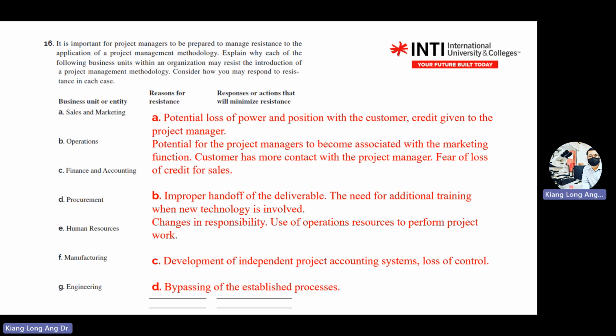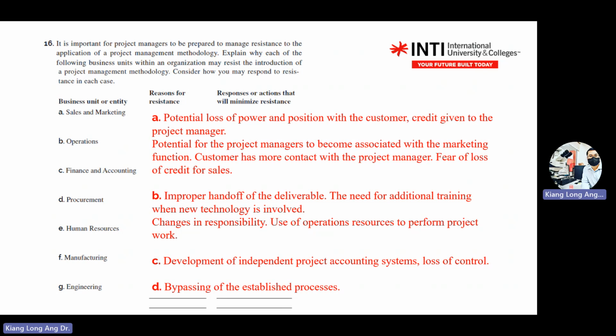So, okay, business unit means the functional unit. Some companies call it business unit or BU. Sales and marketing: what is the reason for resistance, why don't they agree to use project management? Sales and marketing, this one you will know more when you go to work. They might feel that they will lose the credit to the project manager. So that's why they don't agree to use project management.